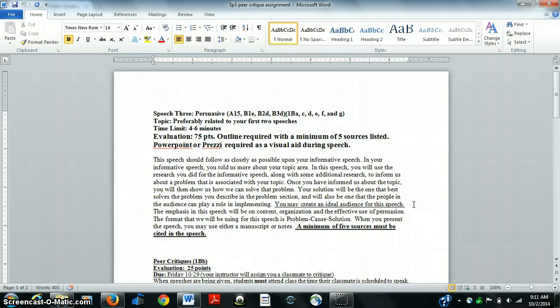Our classroom is not an ideal audience for a persuasive speech about joining a sorority, but it could be an ideal audience for a bigger picture of joining a Greek society as a whole. That would then appeal to both the men and women in the class. So that's just an example of how you would create an ideal audience.